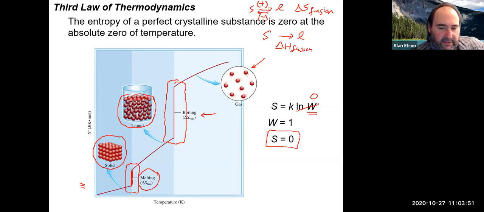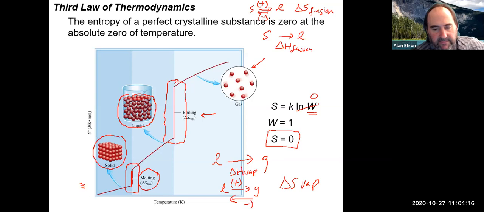Same thing as you go from liquid to gas, right? That is the delta H of vaporization that handles that transition. And the same thing occurs here. We have a delta S of vaporization, which is the process as it goes from liquid to gas or backwards. Again, a positive number as we go from liquid to gas, more disorder, a negative number as we go from gas back to liquid. And we'll talk a little bit more about that later on in this chapter as well. Any questions on entropy?